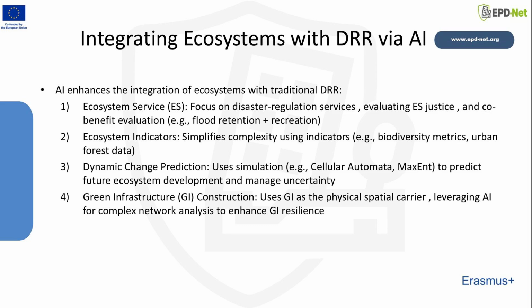Secondly, via ecosystem indicators. AI simplifies the ecological complexity by integrating these indicators, such as biodiversity metrics or urban forest data, into traditional risk assessment systems. This makes the complex benefits of ecosystems manageable for technical application.